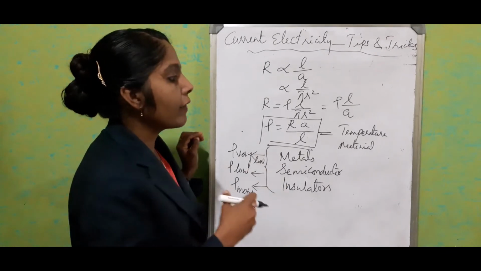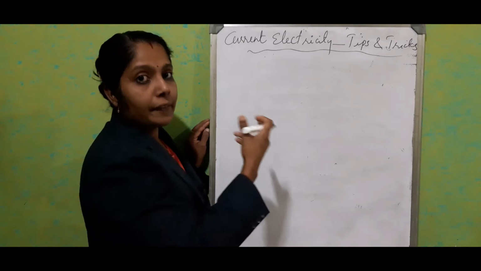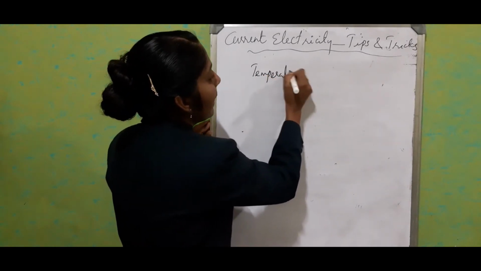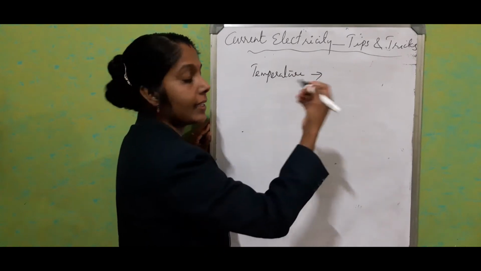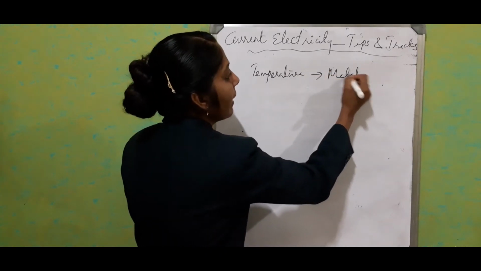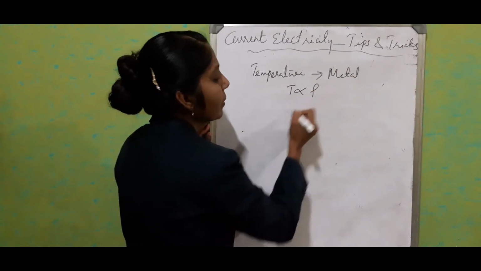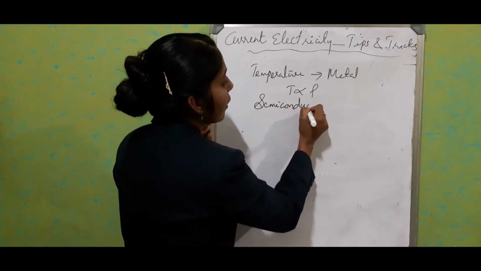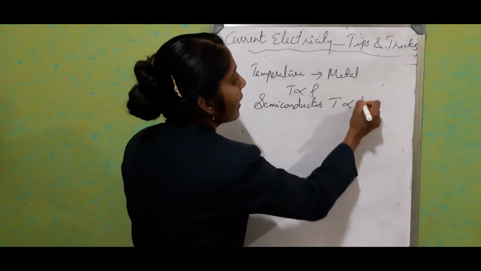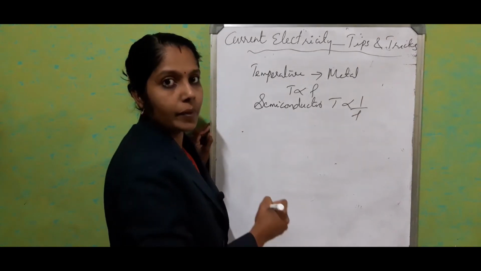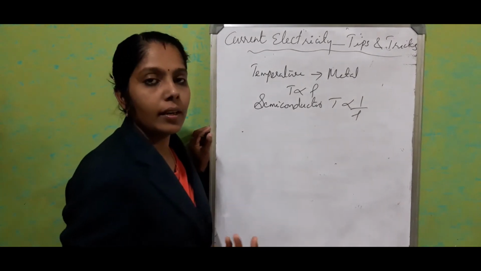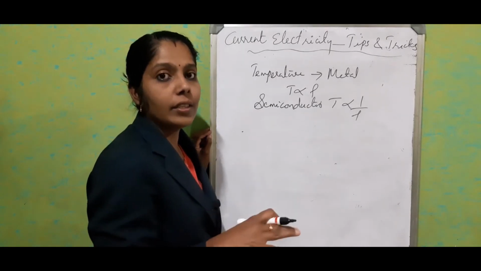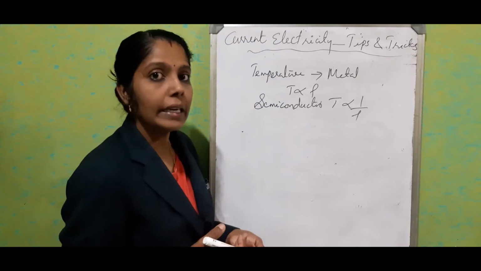In the same way, in the case of temperature we can also divide like this. For metals it is directly proportional. As the temperature increases, the resistivity also increases. But for semiconductors, it is just the opposite. As the temperature increases, the resistivity decreases. And there are some special alloys like constantan and manganin. There won't be any change in the resistivity as the temperature increases.